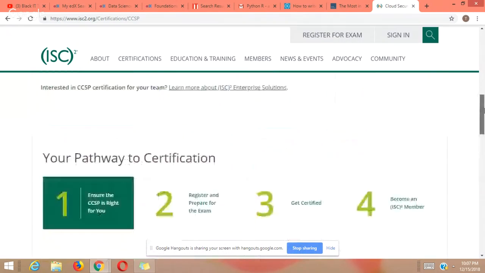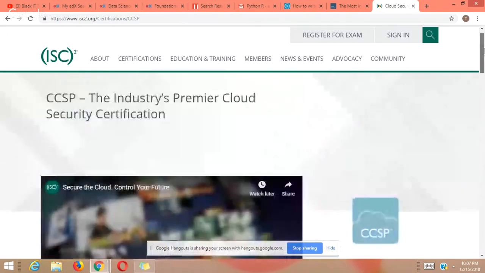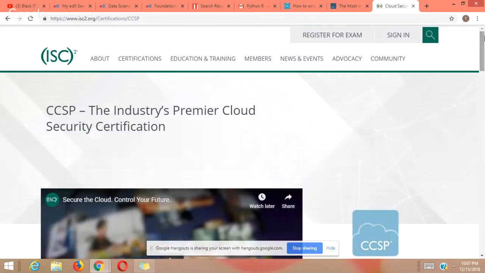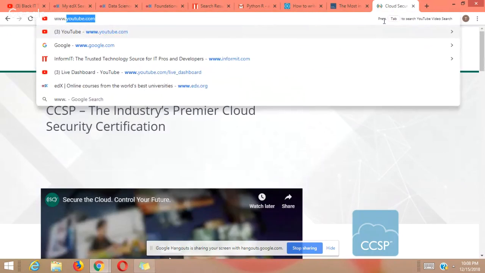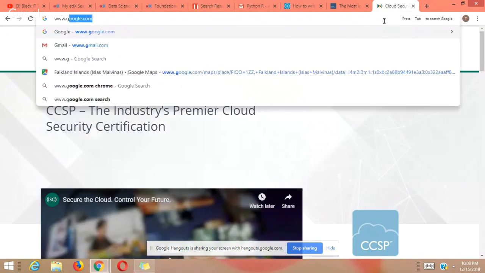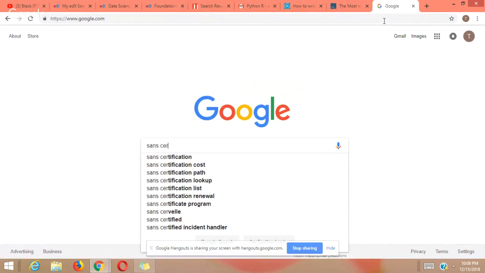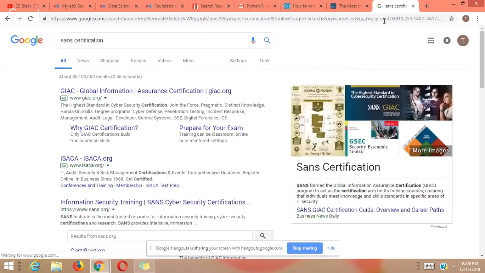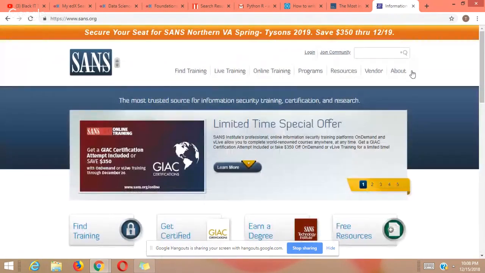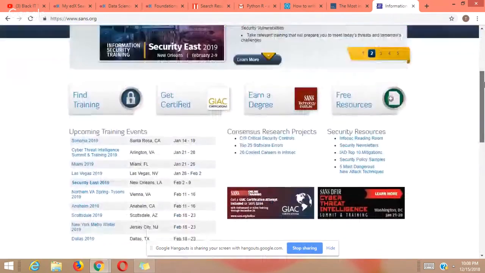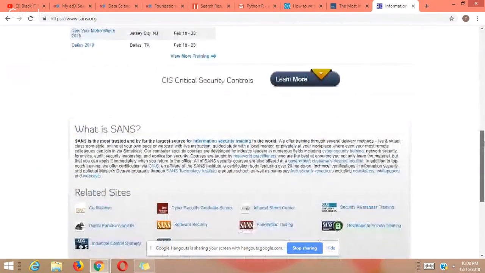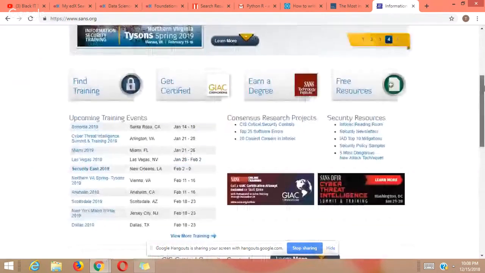So these are the main certifications you need to be worried about. You do have SANS training and GIAC certifications, but those are extremely expensive, and that's really allocated to the military. So if you're in the military, that's usually what you're taking. SANS training, some of the best training you can get on the market. Very expensive, but that's because the government pays for it.